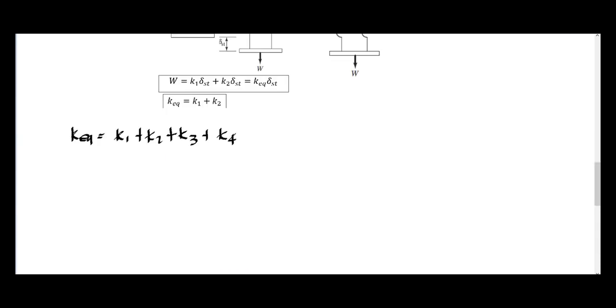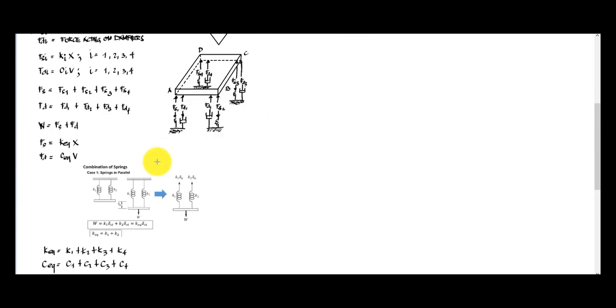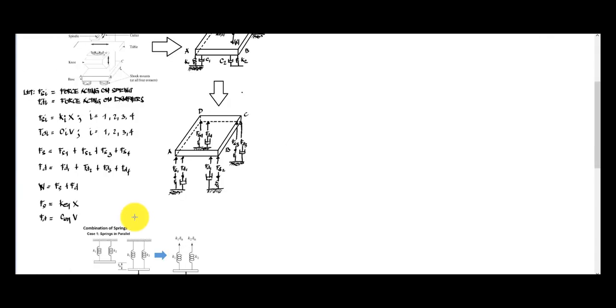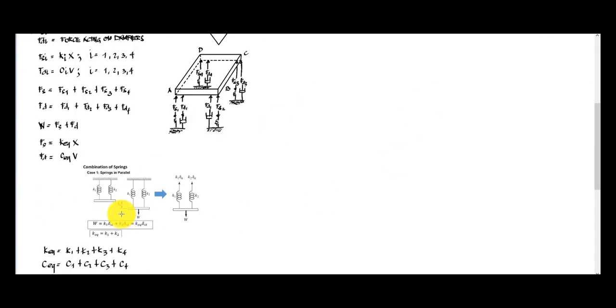Then for the damping constant, we have the C equivalent. The same applies, as I was stating earlier: we have C sub 1 plus C sub 2 plus C sub 3 plus C sub 4. So we have now the representation solution to the free body diagram. Okay, so that will be the sample for the combination of springs with the combination of dampers.